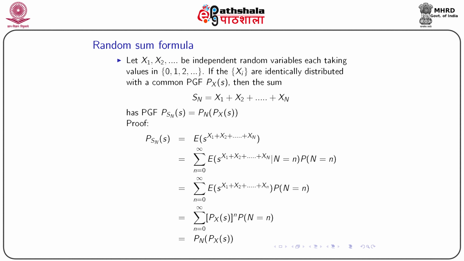So under this circumstance, the probability generating function of S_N, P_{S_N}(s), is P_N(P_X(s)). This is called a composition. Now the suffixes are very important. P_N means we are talking about the PGF of the random variable N, and P_X(s) is the PGF of X. So the suffix tells us for which random variable we are computing the probability generating function. How to prove this? P_{S_N}(s) by definition is the expected value of s to the power X1 plus X2 plus up to X_N, and this capital N is random.